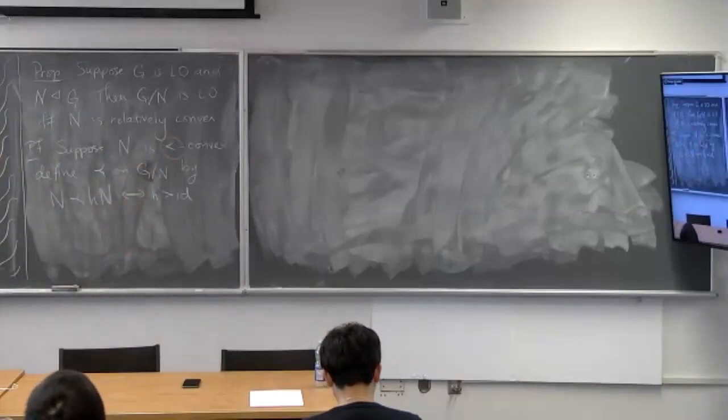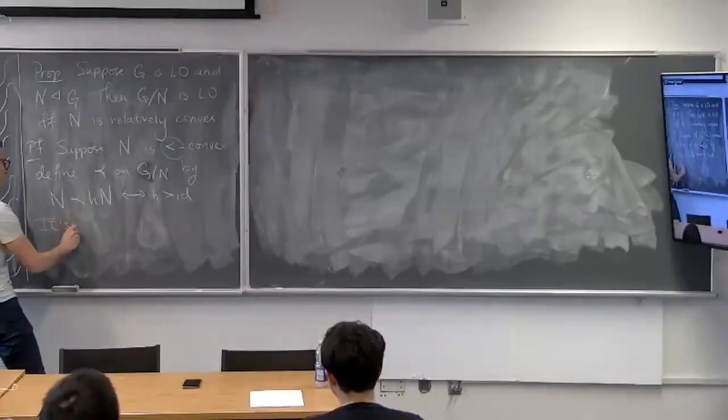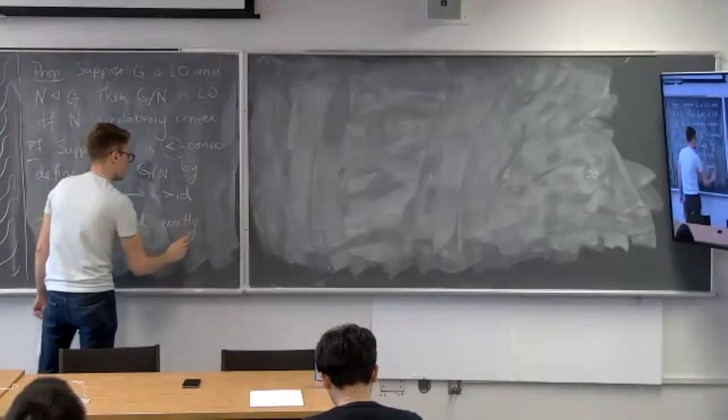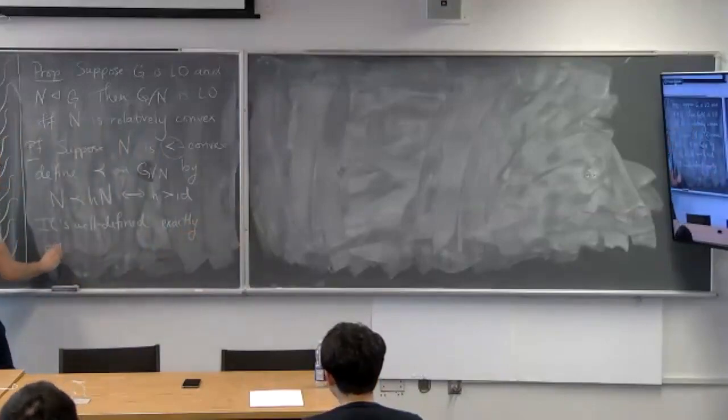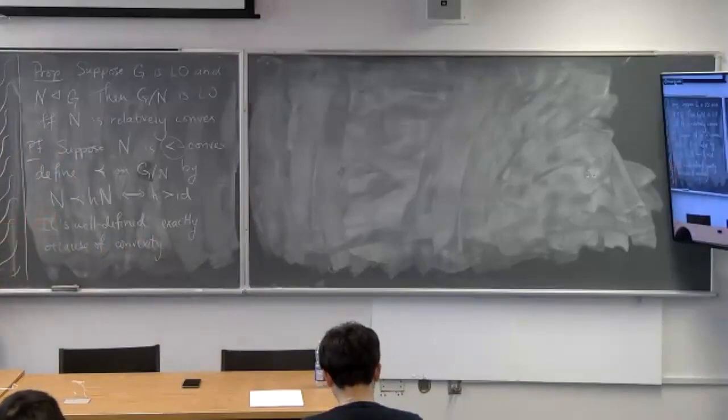And then if you want to check that this is well defined, I'll just say exercise, it's well defined, and it's exactly this convexity. It's well defined exactly because of convexity. And there is something to prove there, but it's like one line. And then once you know that this is well defined, it's definitely going to be left invariant, and it's definitely going to be total. So this is what you need.